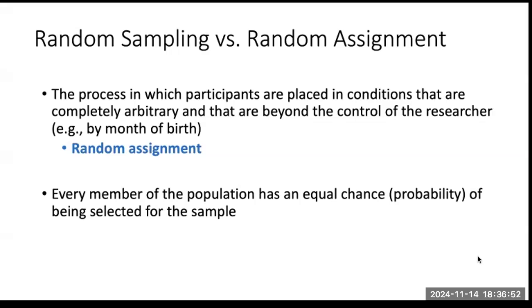The second one, I'll tell you now, that's random sampling. Every member of the population has an equal chance or probability of being selected for the sample. That's like putting everybody's name in a hat and you just pick them out. That's random sampling. So, assignment.